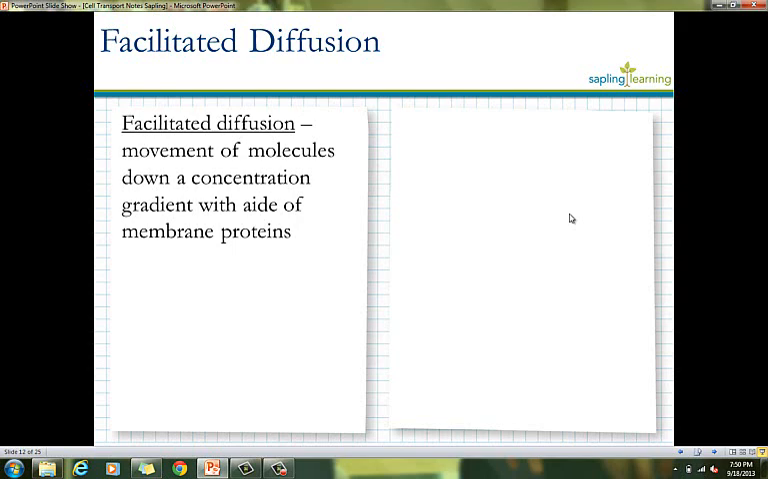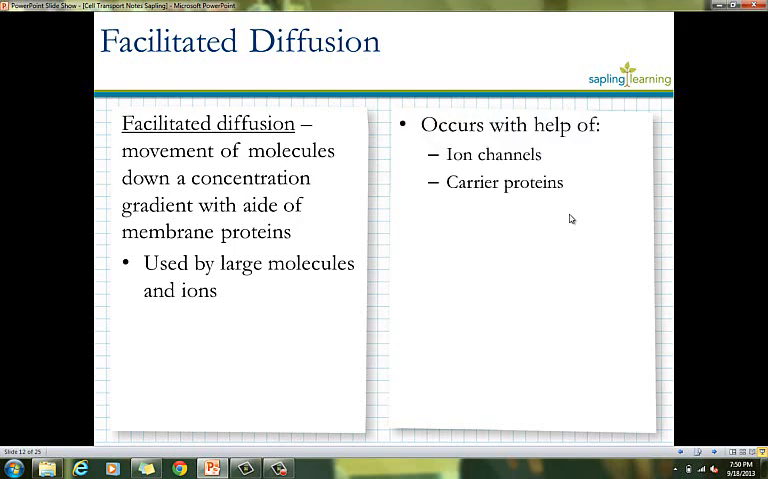Facilitated diffusion is the movement of molecules down a concentration gradient, but with the aid of membrane proteins. This type of passive transport is most often used by large molecules and ions because they are unable to pass directly through that lipid bilayer. Facilitated diffusion occurs with the help of ion channels and carrier proteins.